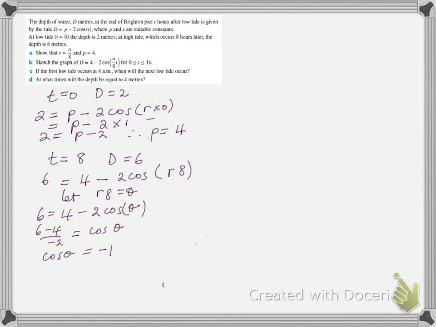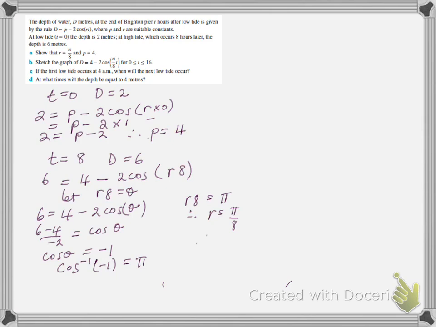So at this point, I know the angle that has the exact value of minus 1 is going to be pi. So I'm really saying the inverse cos of negative 1 gives me an angle of pi. So now I can substitute back in R8. R8 equals pi, and therefore R equals pi on 8. So that's one way to do it, and we've done quite a few using that method.